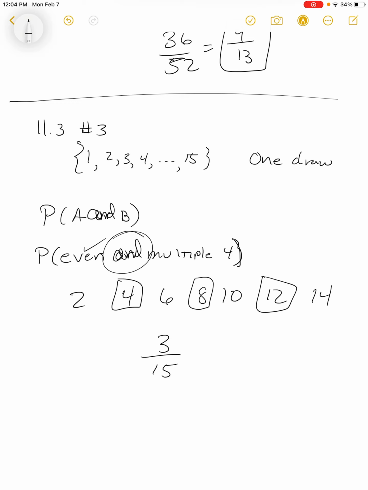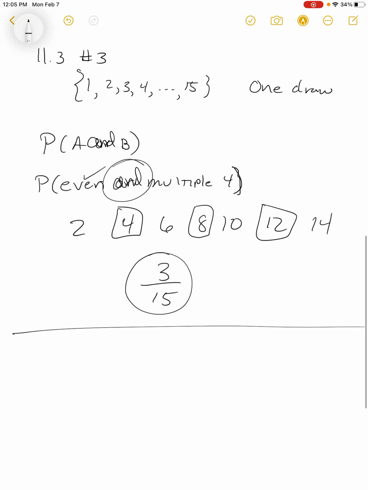The odd ones are out because they're not even. The even ones we consider for a moment, but they need to be both even and a multiple of 4. And there's just those 3 numbers out of the original 15 total. So that's where it's getting the 3/15 from.